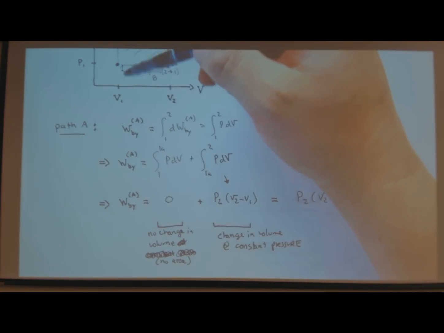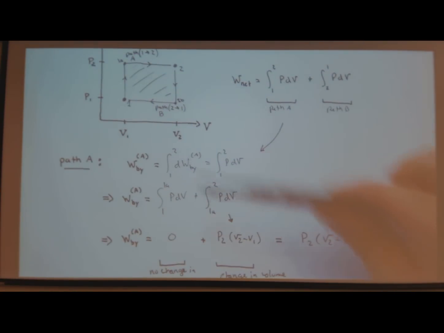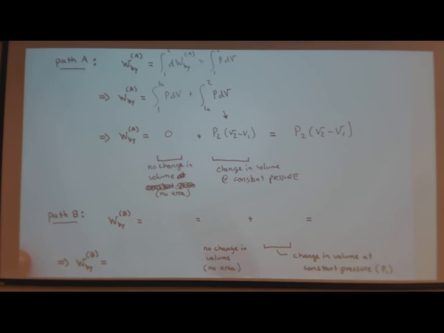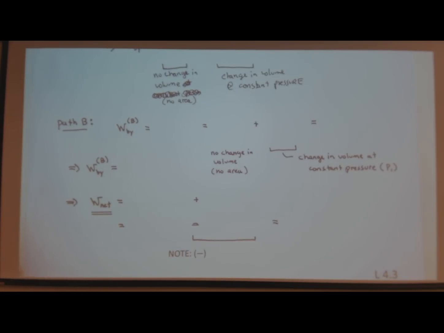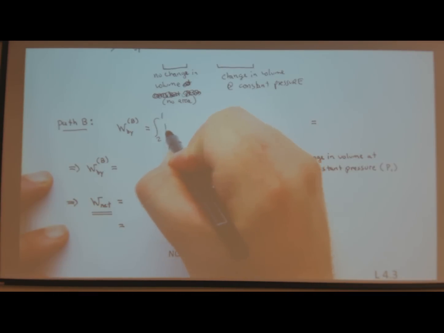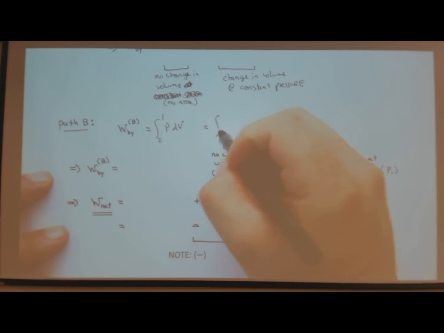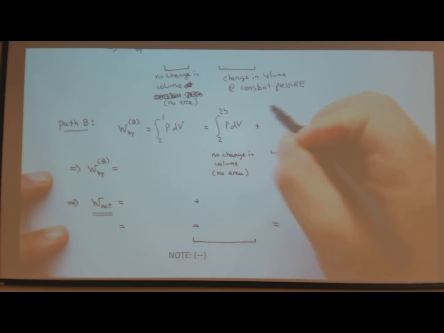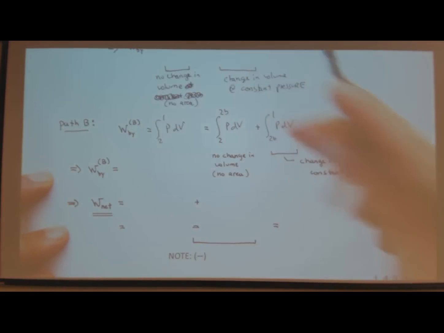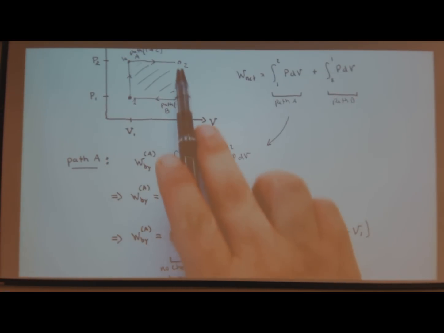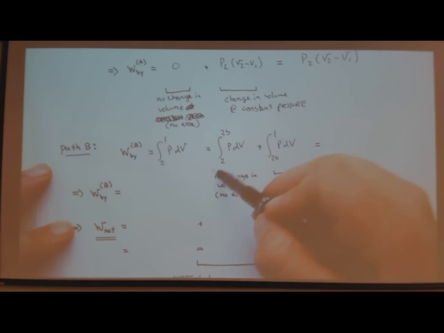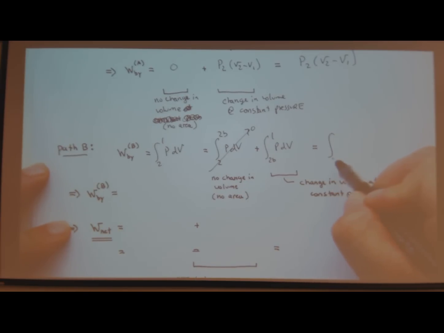Okay, so I just got the area under this curve, which is basically everything down here, and then I need to do work by from path B. So in that case, I got the integral from 2 to 1 of P dV, which equals the integral from 2 to 2b of P dV plus the integral from 2b to 1 of P dV, which just ends up equaling, right? There's nothing there, there's no area from here to here. So it's just this part. This one's 0. So equals the integral from V2 to V1 of P dV.